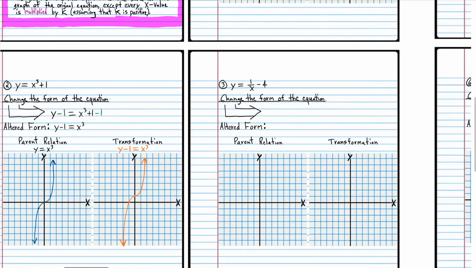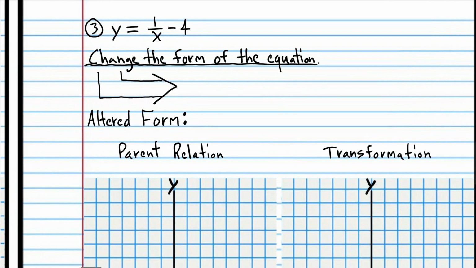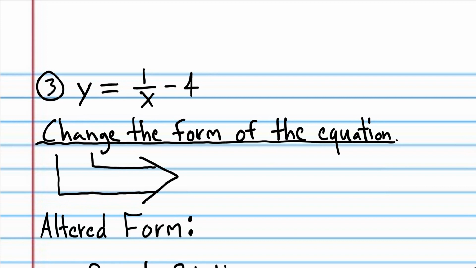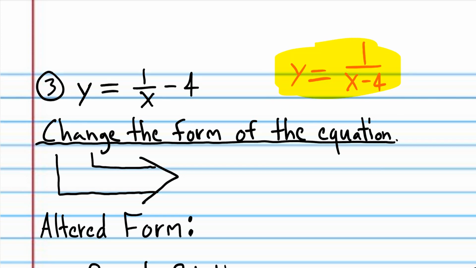Okay, so let's try a couple more of these. Actually, I think we're going to try one more of these before you try one on your own. You know, again, that when you subtract 4 from x, you move the graph of the previous equation 4 units to the right, but we're not doing that. If you subtract 4 from x, starting from the parent relation, you would see this equation here. This means move 4 units to the right. But we're not doing that. We're subtracting 4 from 1 over x. It's not the same thing.